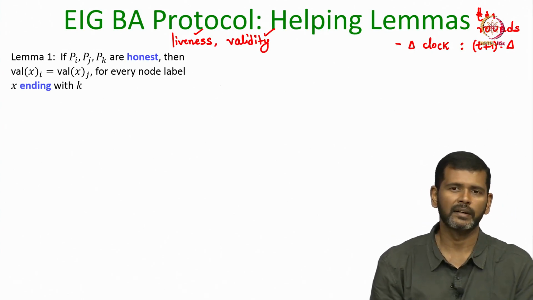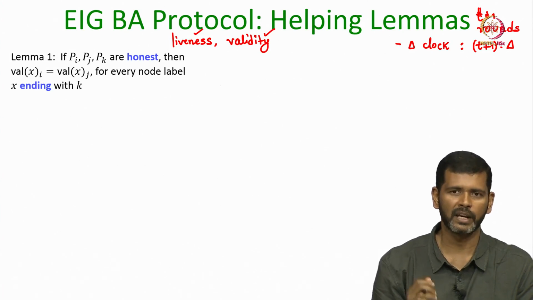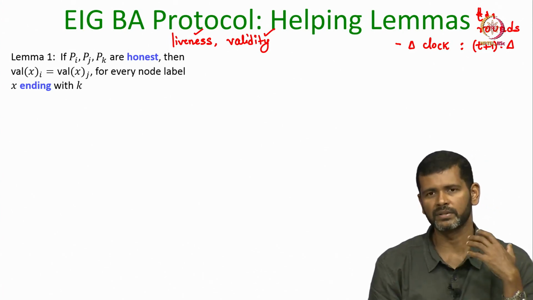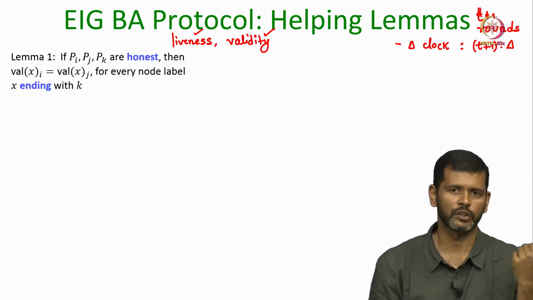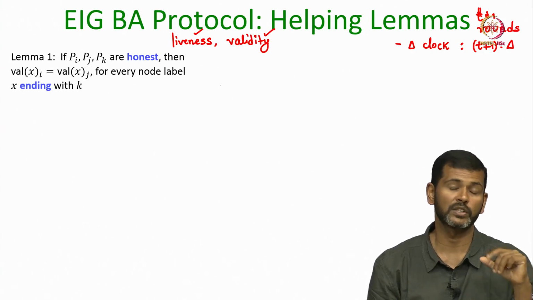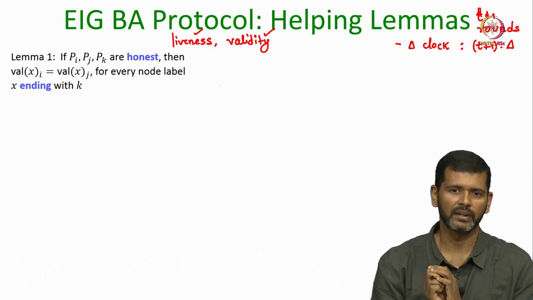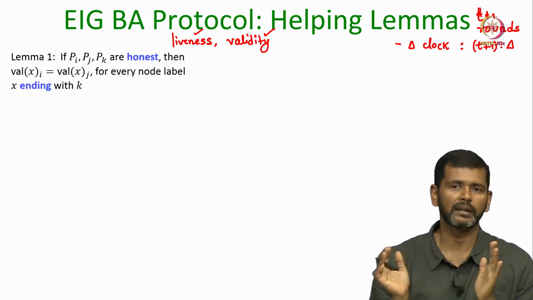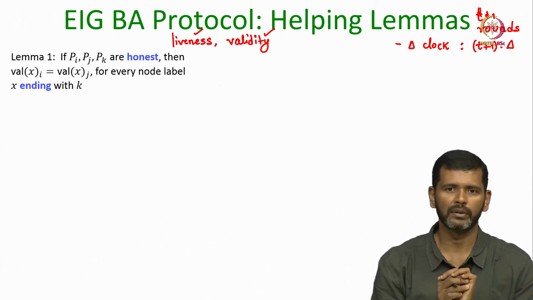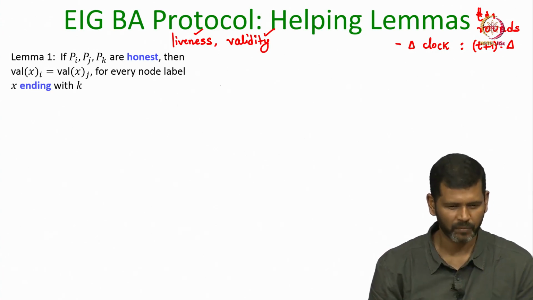And to recall, the validity property demands that if in the EIG protocol all the honest parties start with the same input, say all the parties start with the input 0, then the output decision of all the honest parties should be 0, and vice versa. If all the honest parties start with the input 1, then all the honest parties should output 1 as the decision at the end of the protocol. Of course, we do not care about the output of the corrupt parties, because the corrupt parties can output whatever they feel like.